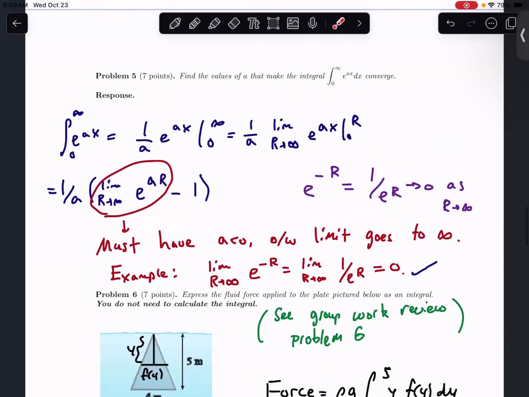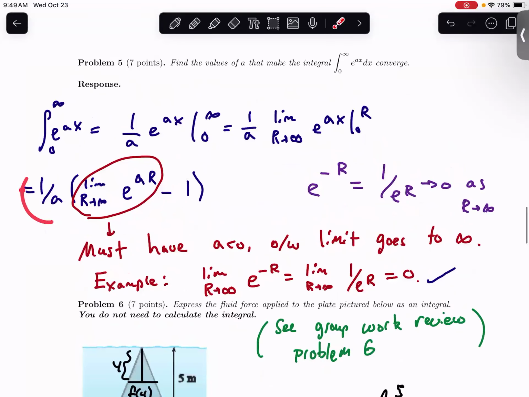Why can't it be 0? Oh, I mean, it could be 0 if you didn't have 1 over a. If you plug in a equal to 0, then this will give you some problems.